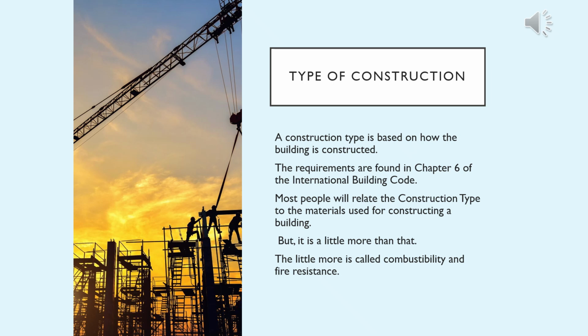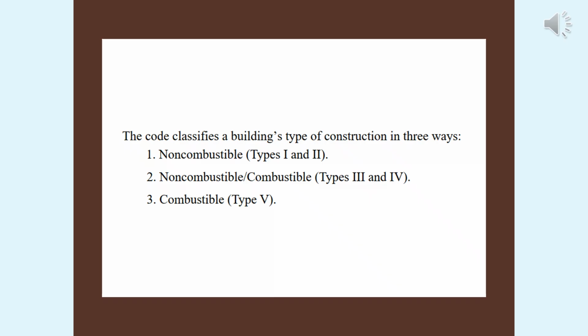Most people will relate the construction type to the materials used for constructing a building, but there is a little more to it than that. The little more is called combustibility and fire resistance. The code classifies a building's type of construction in three ways: non-combustible, which is type 1 and 2, combustible, type 3 and 4, and combustible, type 5.